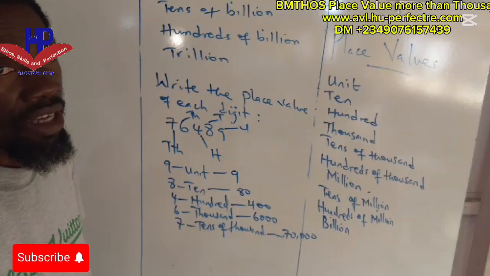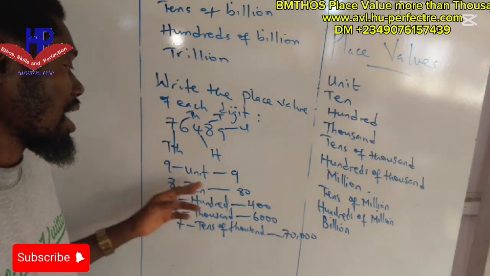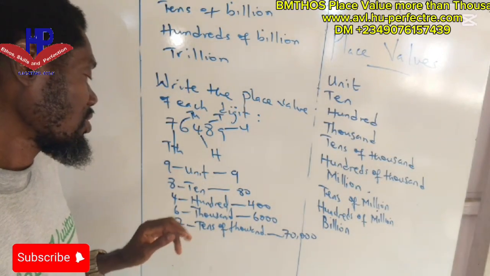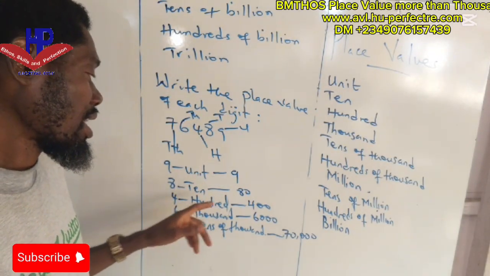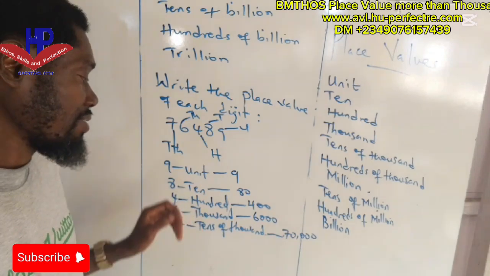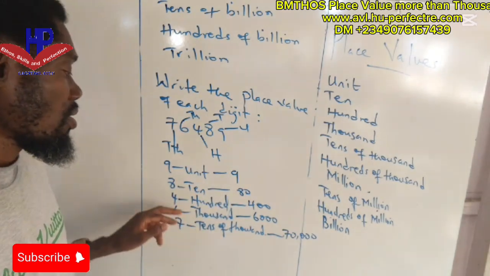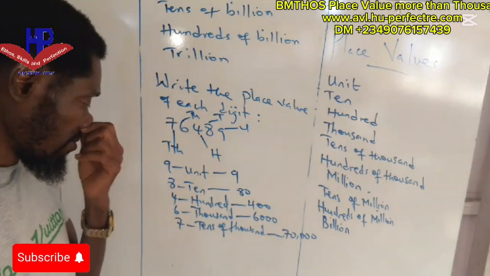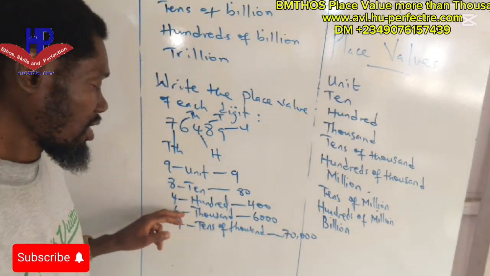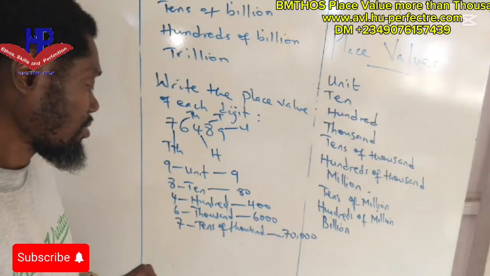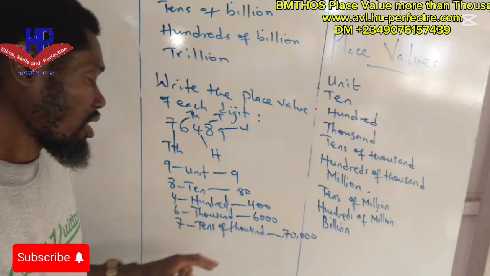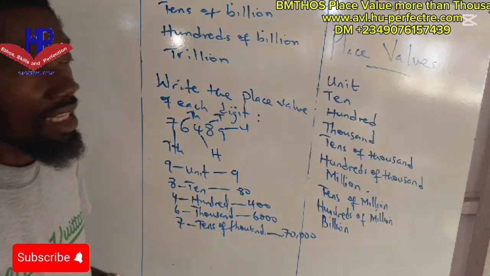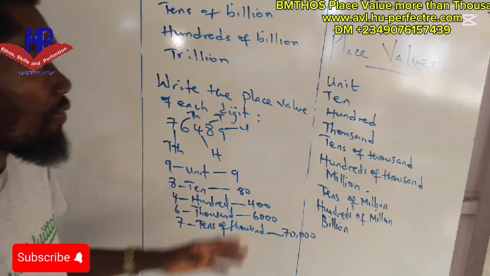And if you're asked to express them in their own number form, 9 is 9 because unit is 1. So 9 times 1 is 9. 8 tens is 80 because it is 8 times 10. That is 80. 400 is 400 because it is 4 times 100. 6,000 is 6 times 1,000. 7 tens of thousand is 7 times 10,000. That is 70,000. These are their different whole number forms.